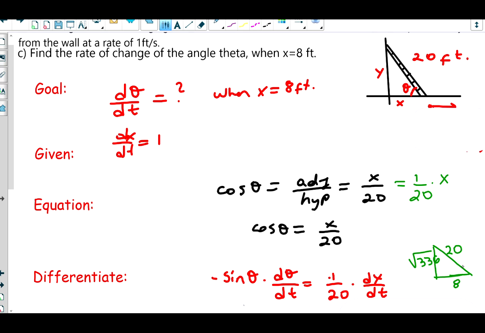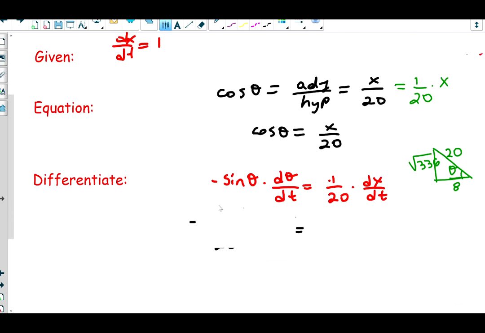Now I want to know what is sine of theta in this triangle. Sine of theta will be opposite over hypotenuse, so root 336 over 20. That's one little bit of detail we have to put in, and then it should be smooth sailing. d theta dt is unknown, but that's a healthy unknown because we're solving for that. It's okay to keep it there. 1 over 20 was there, and dx dt was 1.